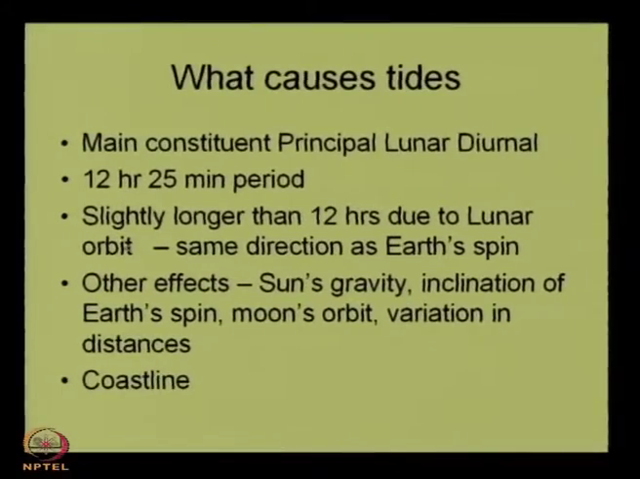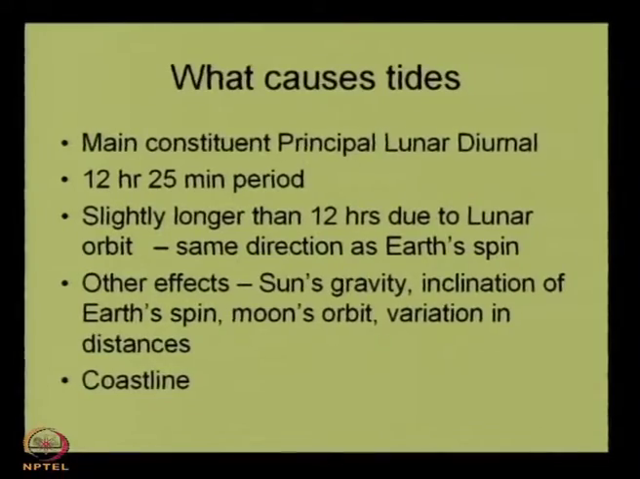Okay, and the period is not exactly 12 hours, it is slightly more, because the lunar orbit is in the same direction as the Earth's spin. The moon does not remain fixed in the sky. It also moves, and it moves in the same direction as the Earth spins. So, it will take more than 12 hours. The Earth will spin exactly half in 12 hours, but the moon has moved by then. So, it takes slightly more than that. Okay.